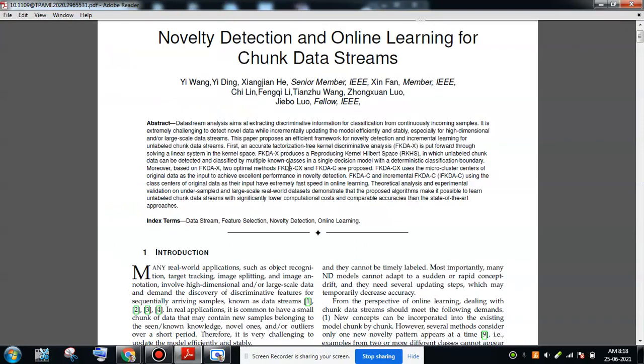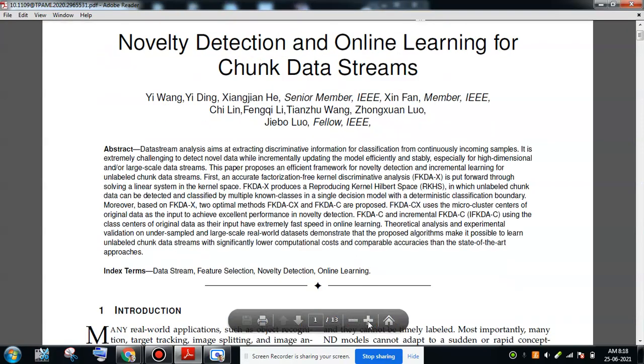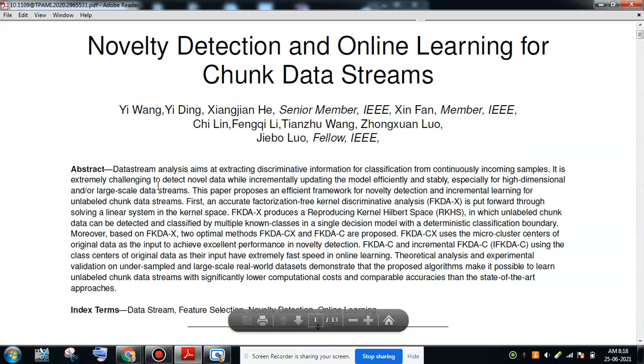So you can see here we can go for the abstract. So this is the abstract. Data stream analysis is the target of this paper here, where they are going to do the analysis of the data streams by having an online learning process here. So this paper proposes an efficient framework for novelty detection and incremental learning. So as the data streams are coming here, chunks of data are coming here, the learning process should be an incremental learning process, which should be updating the model continuously.